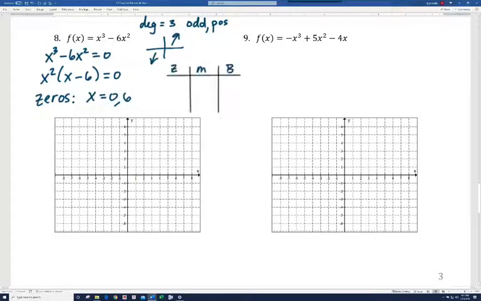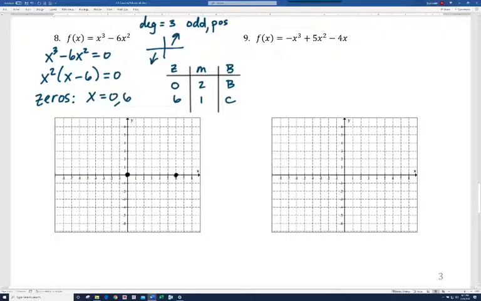So let's go ahead and make a ZMB chart. And so again, our zeros are 0 and 6. Our multiplicity for 0 is going to be 2. Notice again we have an exponent of 2 on x there. Our multiplicity for 6 is going to be 1. Again, there's an exponent of 1 there. And so at 0, 0, we're going to bounce, and at 6, 0, we're going to cross.